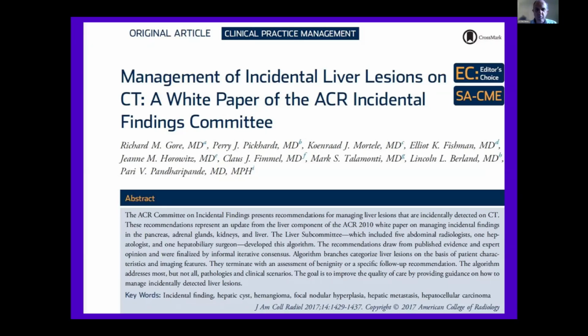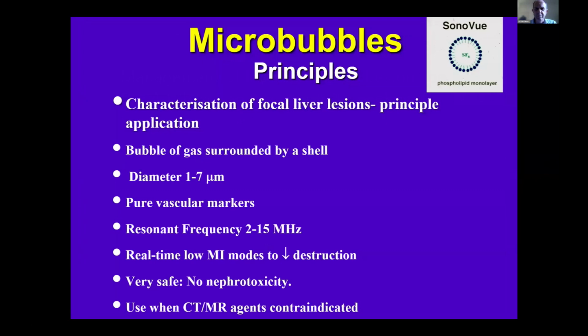But fortunately, we don't need CT and MR because we've got these magic microbubbles. And characterization of focal liver lesions is the principal application of these. Just a brief recap here. So microbubbles are a bubble of gas, usually a high density gas such as sulfur hexafluoride, surrounded by a phospholipid shell. And the one that we use in Europe and Asia and now the USA is SonoVue. So the size of a red cell, they stay within the vascular tree, and by sheer luck, they resonate at the everyday frequencies that we use in ultrasound.